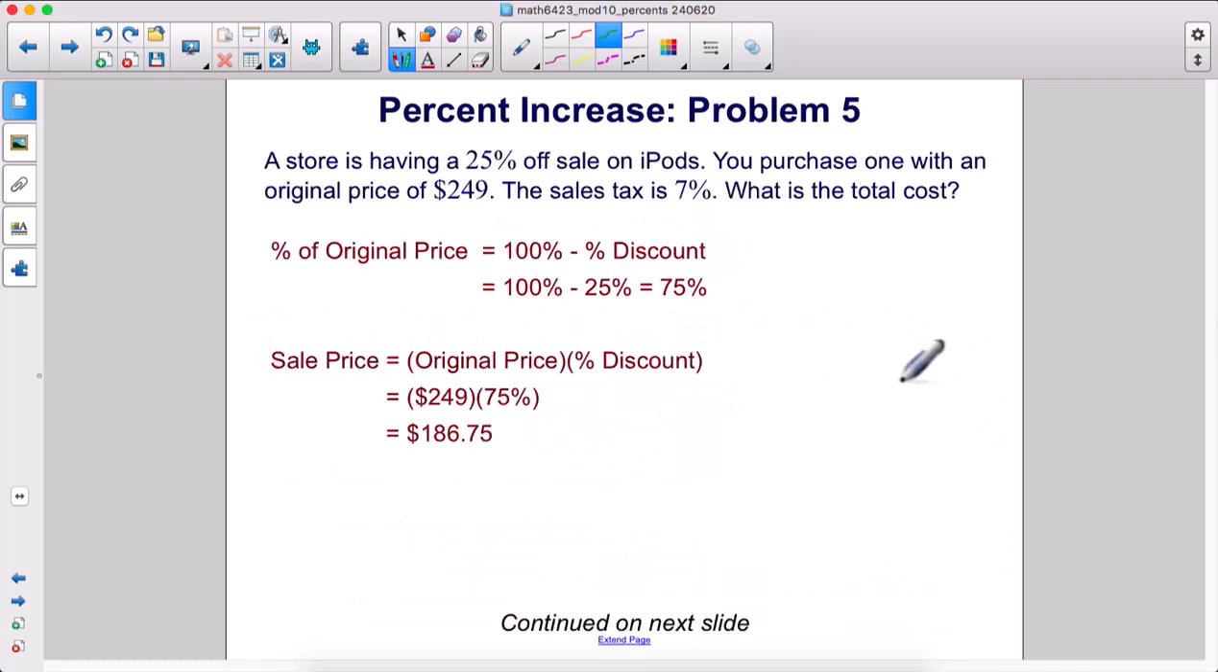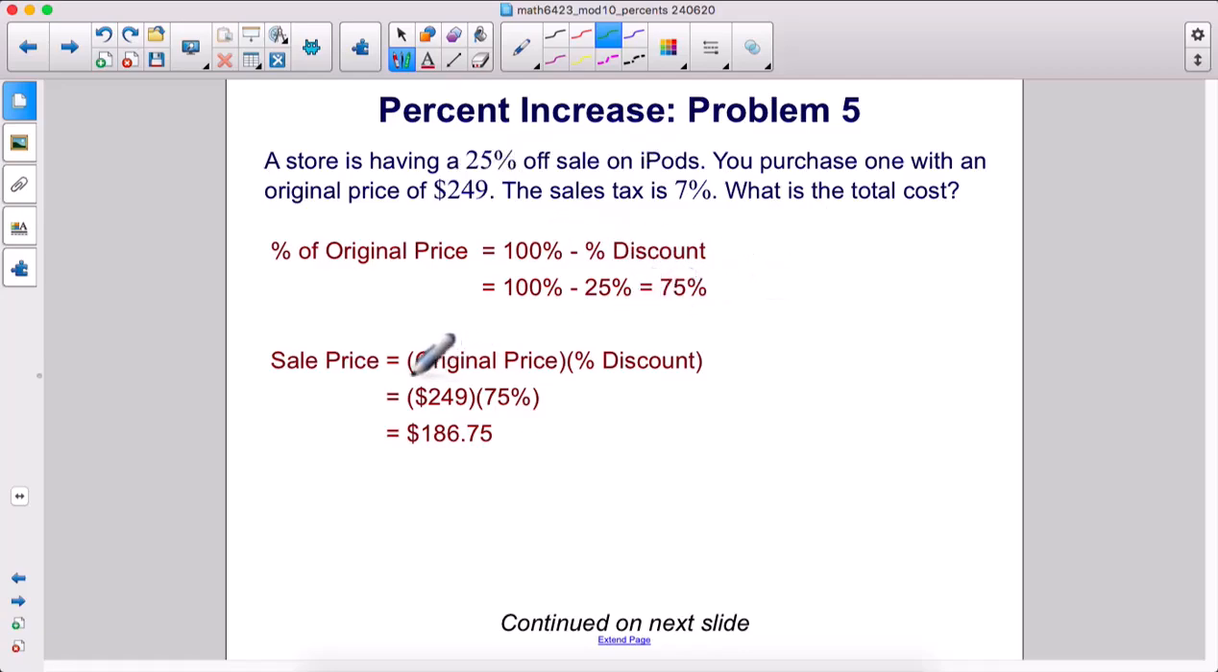A store is having a 25% off sale on iPods. You purchase one with an original price of $250. The sales tax is 7%. What is the total cost? We're going to be paying 75% of the original price. This is the second method, remember?